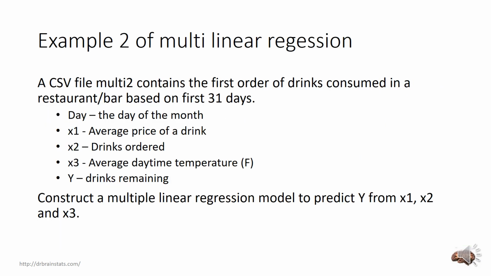And so we start our second example of multilinear regression. A CSV file called multi2 contains the first order of drinks consumed in a restaurant or bar based on the first 31 days. Now we want to construct a multiple linear regression model to predict Y, for drinks remaining, from the average price of drink ordered, and the average daytime temperature.